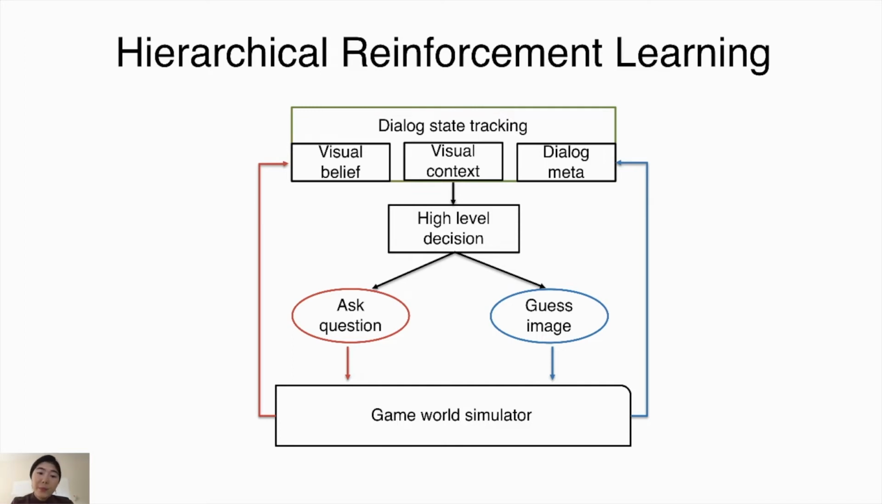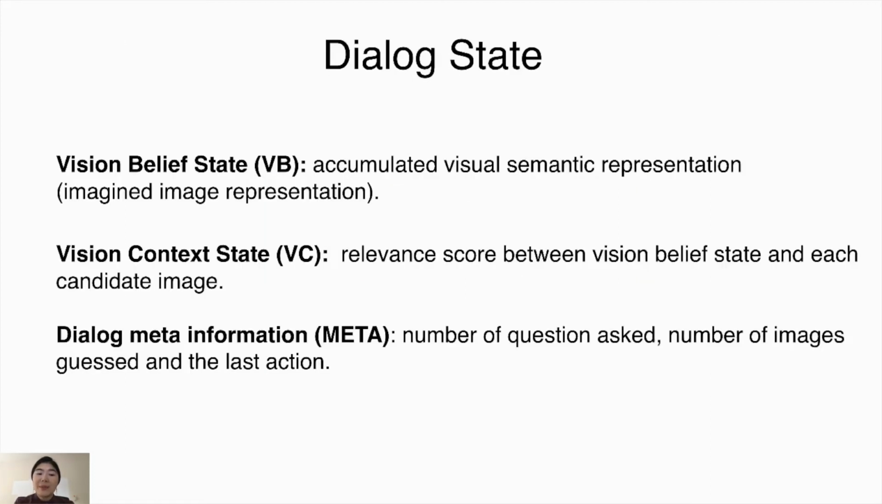One of the important parts of reinforcement learning is the state. How do you design a state that can capture the most effective information throughout the conversation? The context of the task is really important. We have three types of information we track in the dialog state. The visual belief state is the accumulated information we have so far about the image that we're guessing, so you can think of it as an imagined image. Then the visual context state: you have a catalog of images, maybe 20, and we want to calculate how close your imagined image is to those 20 images.